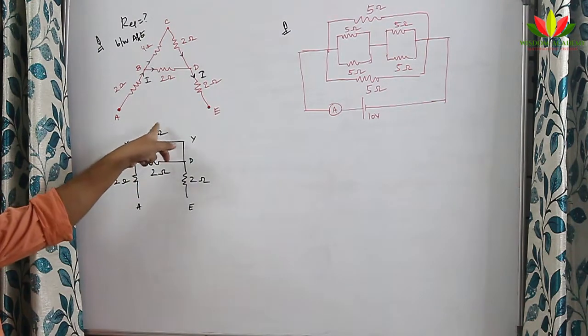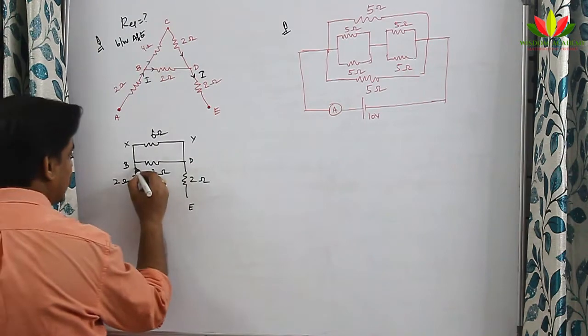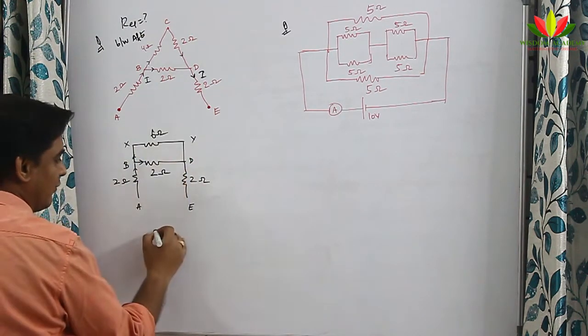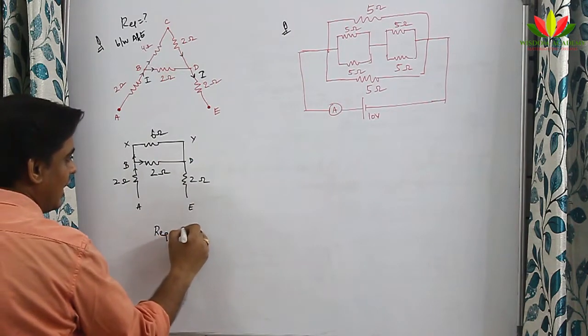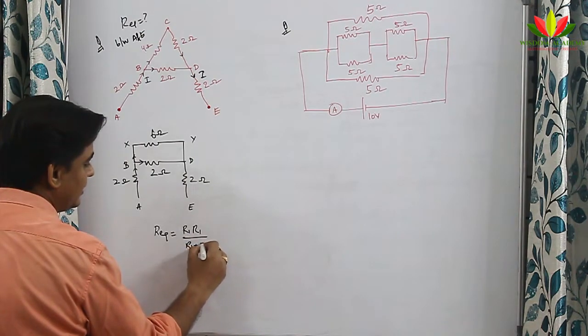So now this 6 ohm and this 2 ohm, they are in parallel. How can we say that? Because the current goes from here, it gets split up. These two are in parallel. So to find the R equivalent, I have told you the formula. R equivalent is equal to R1 R2 by R1 plus R2. So what will it be? Let us find.